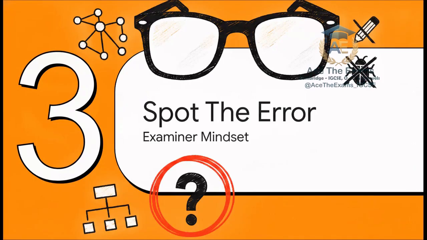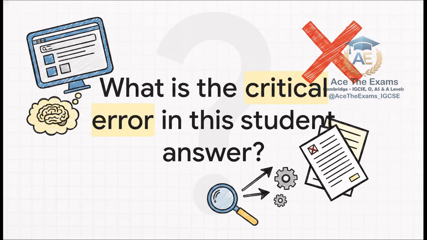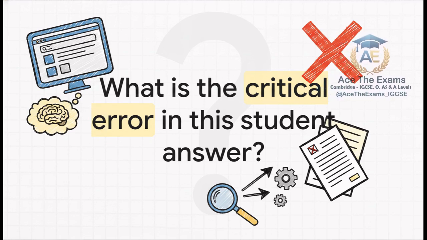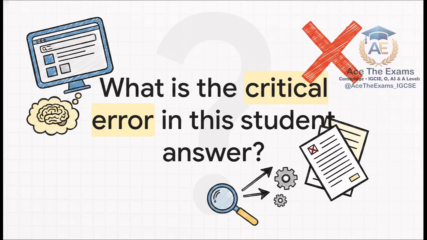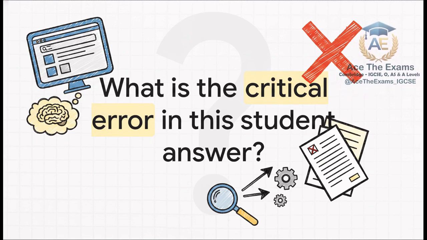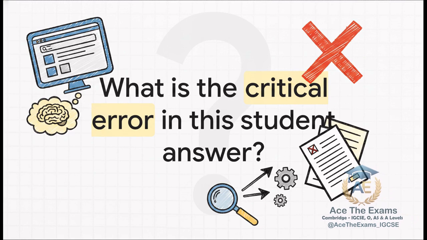Spot the examiner error. Let's escalate the stakes a bit. I want you to step into the examiner's shoes for just a second. We are going to grade a classic, highly realistic, bad answer that students write every single year. Take a look at this. An advantage of using a browser is it's fast. Just pause for a second. Think about it. Why would this student answer instantly fail to get the mark on a Cambridge paper?